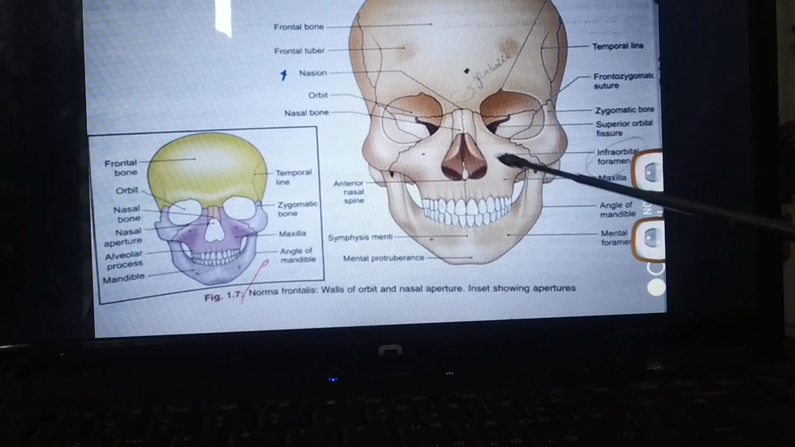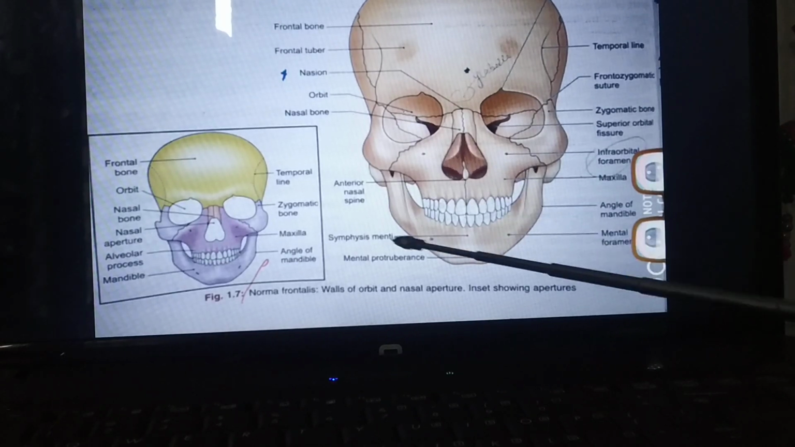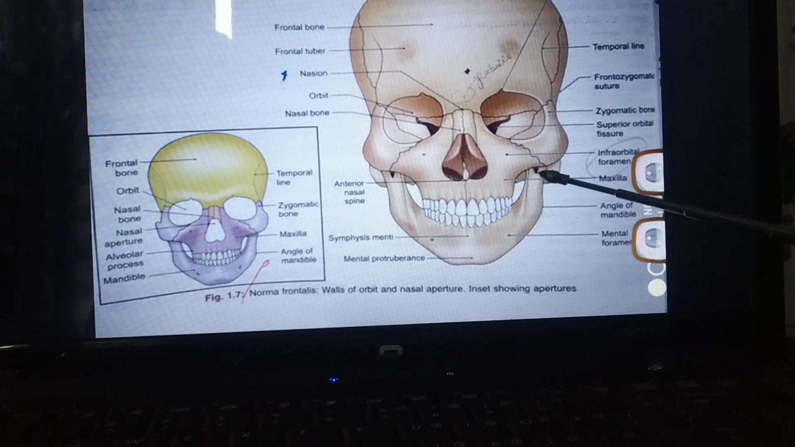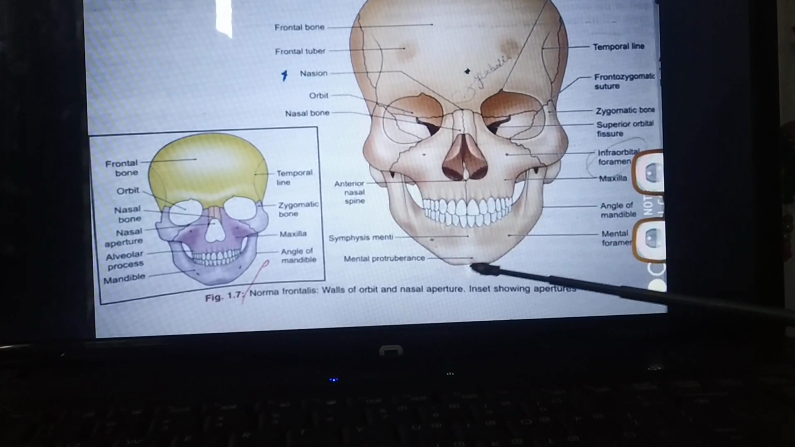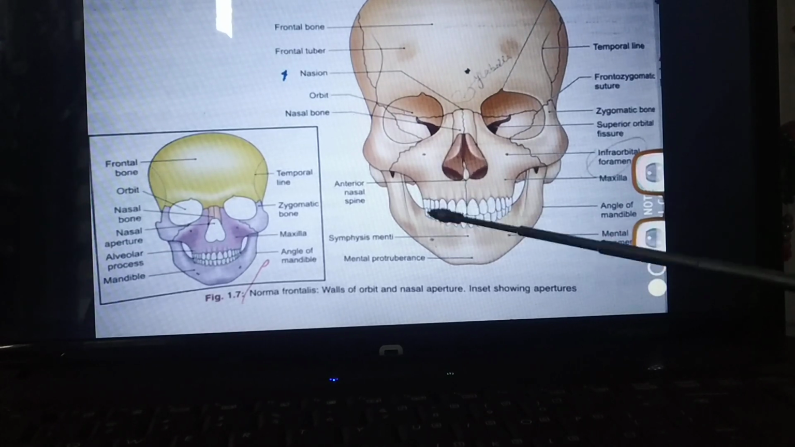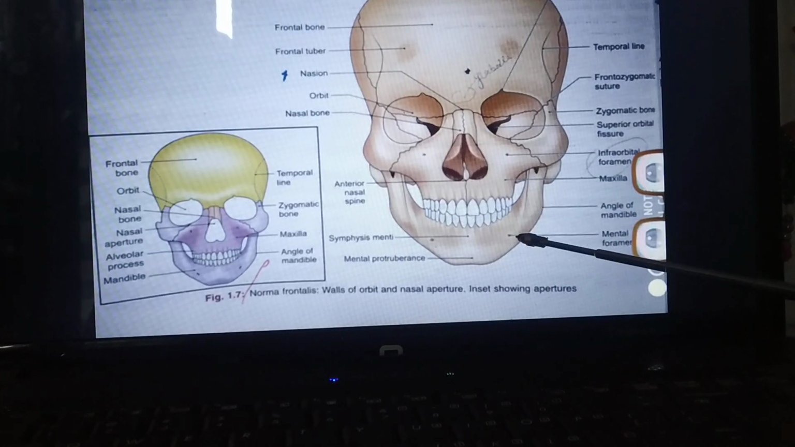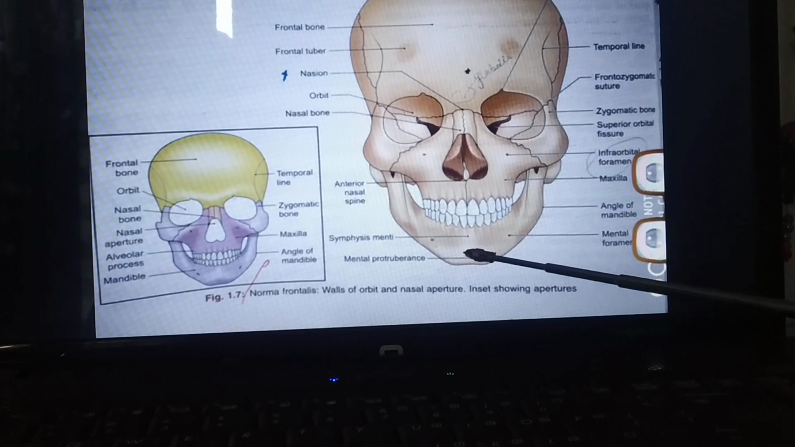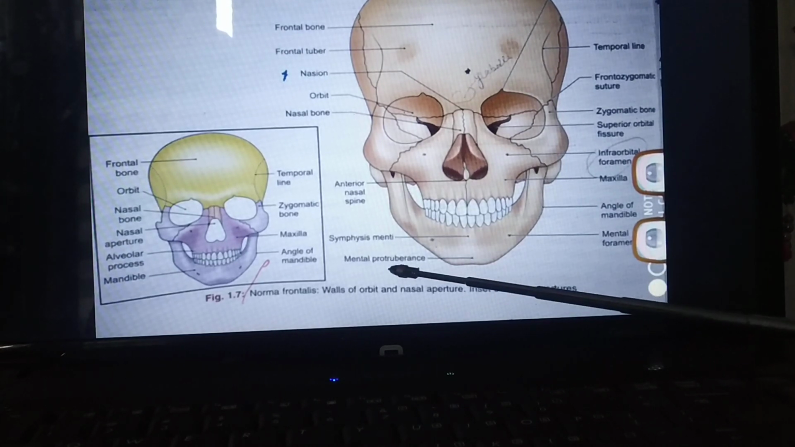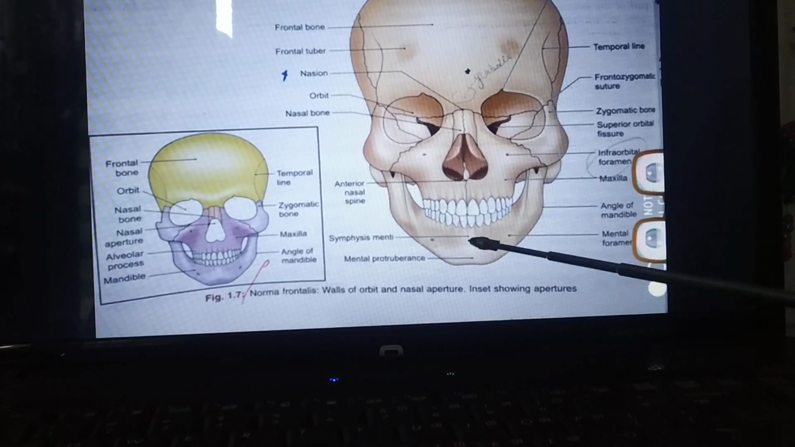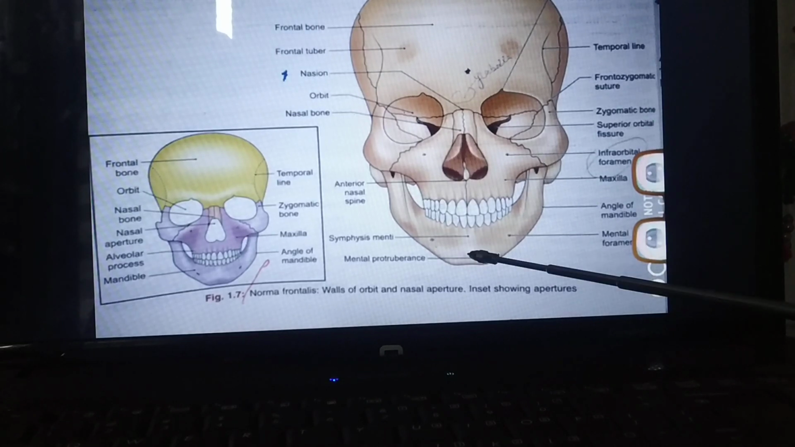Then we come down. The most important thing that we generally study in our first year is the mandible. Most of the questions are asked from this mandible. So what is this? This is the bone that makes our lower jaw. This is the angle of the mandible. Here lies the foramen, the mental foramen. There is a prominent point called the mental protuberance. What is the symphysis? Here both parts of the mandible meet. This point is called symphysis menti.